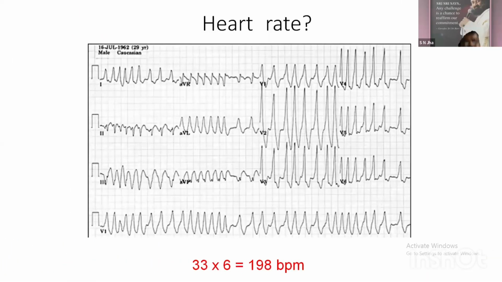Big squares we'll find out and multiply. In 50 big squares they have found out 33. So heart rate is 33 into 6 is equal to 198 beats per minute.